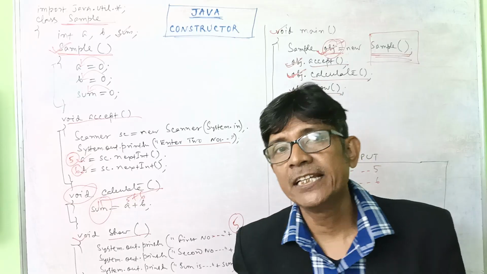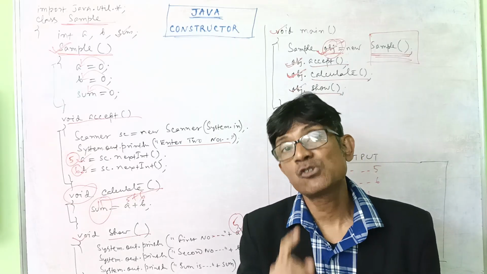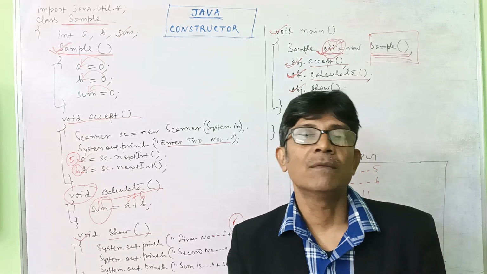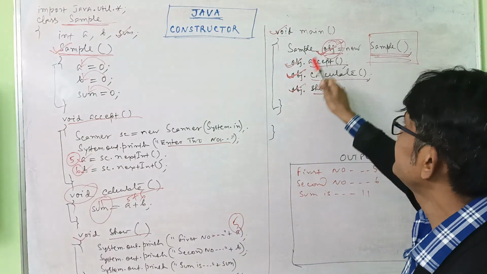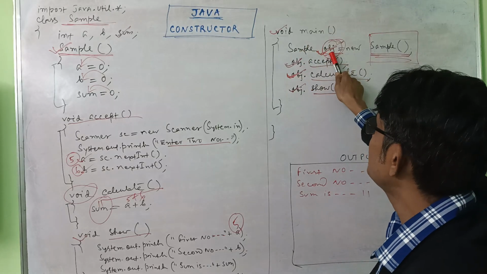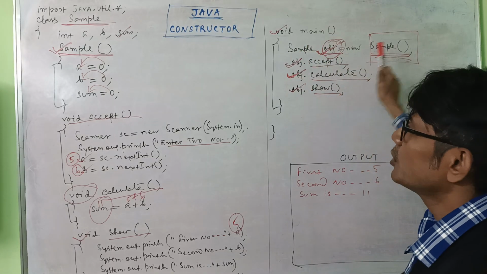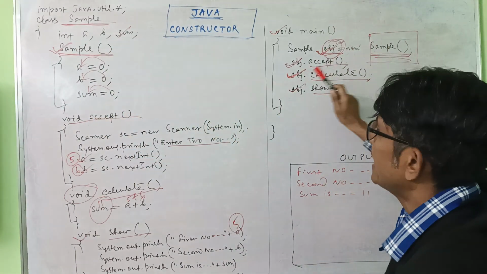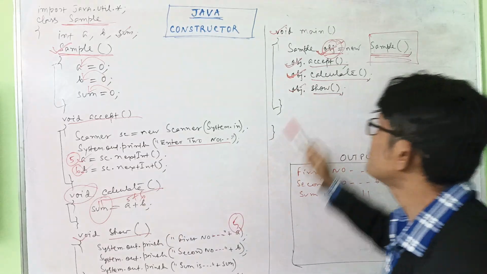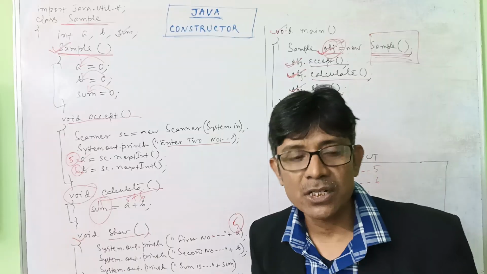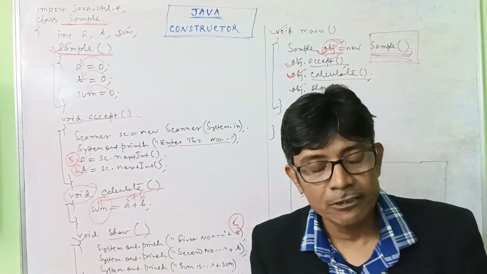And listen to one more thing: the constructor is called whenever we call the object, means creating the object of the class. We are creating the object of the class, the name of the class is sample. Only then is this function called, in this line only, and the other functions are called using that object, like this. Now we will see this program on the computer, then it will be clear for you all.